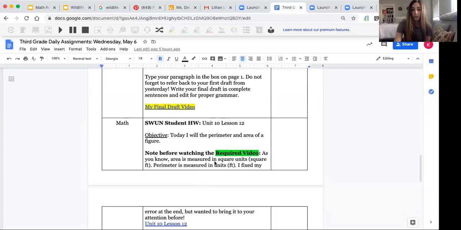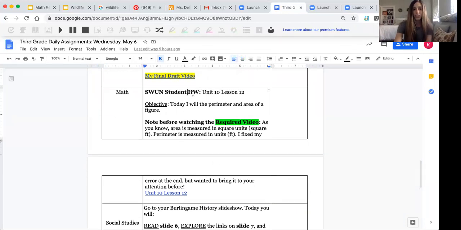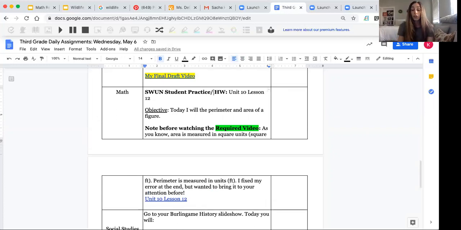Required video as usual for homework, or let's just say student practice right here in homework. You're finding something new today. You're finding the perimeter. So I want you to watch the video. And the note that I put here is when you measure an area, you know that we measure in square units, like square feet, square inches, square yards. In perimeter, you don't. You just measure in inches, feet, yards, etc.